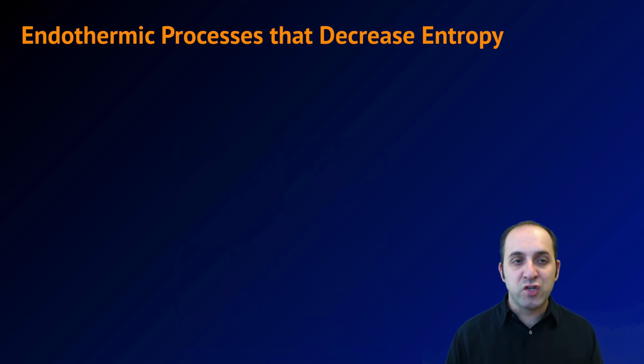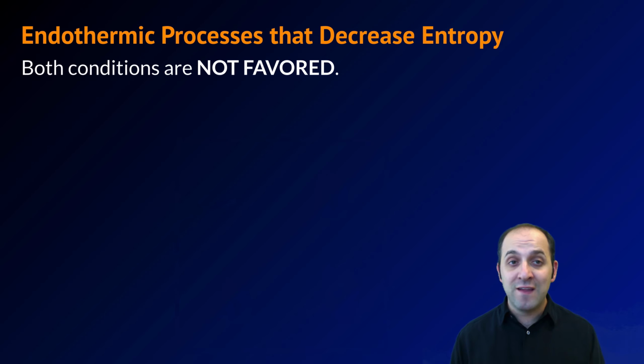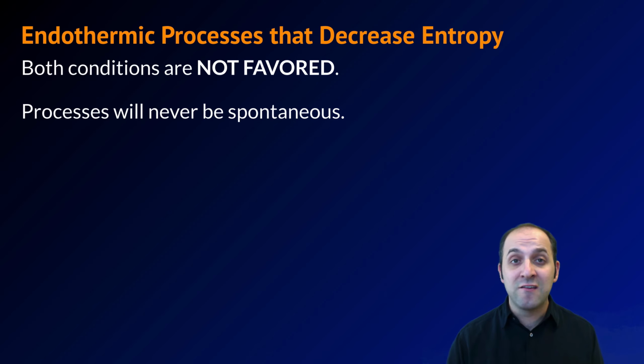The opposite situation are endothermic processes that decrease entropy. Both of these conditions are not favored. As a result, these processes will never occur spontaneously anywhere throughout the universe. It doesn't mean that they don't happen. It just means that in order to get them to happen, you have to put energy in continually. As soon as you stop investing energy, the process will stop occurring.